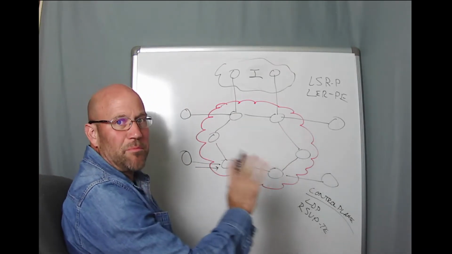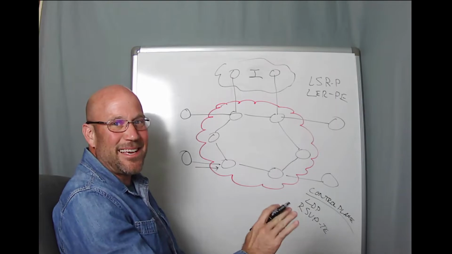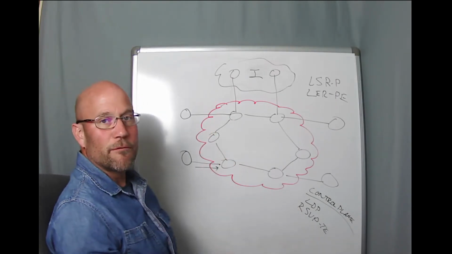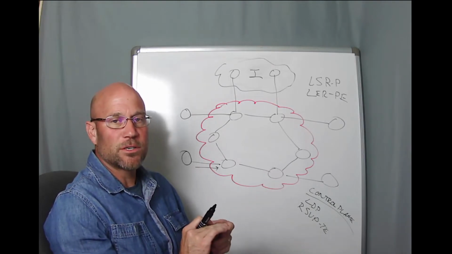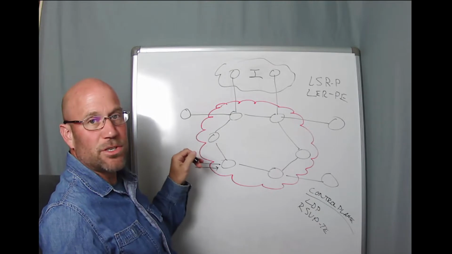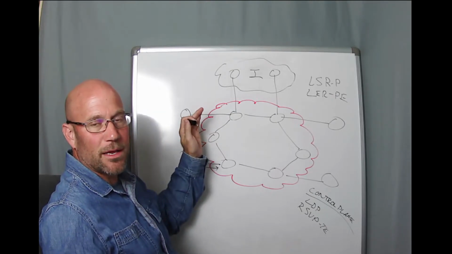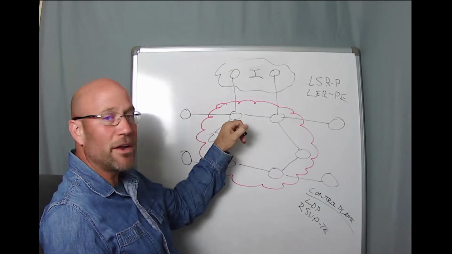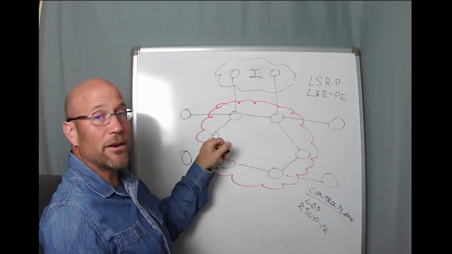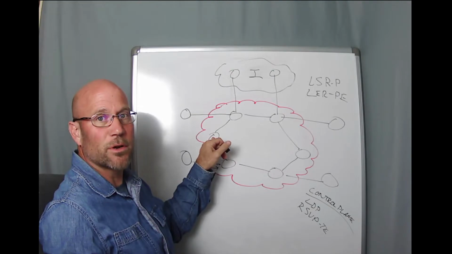We've already talked about P's and PE's and C's and CE's. And so I'm sure you recall from some of my earlier service provider architecture videos that the customer edge is that last router in the customer network leading into the provider. The provider edge is the router that has the connection to the customer. A provider node is one that doesn't have any customer connections.